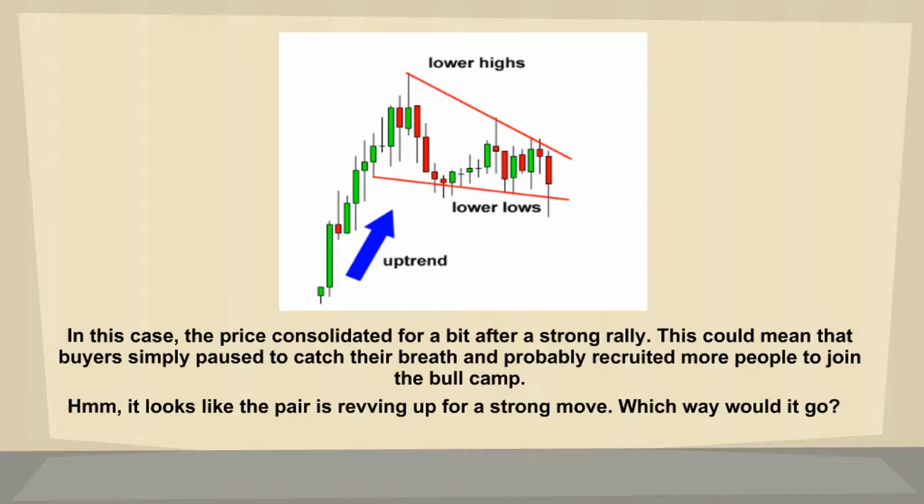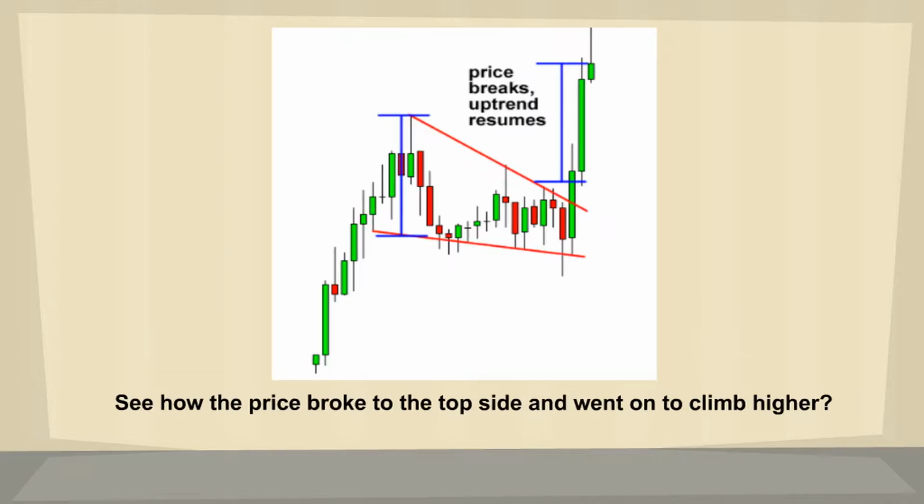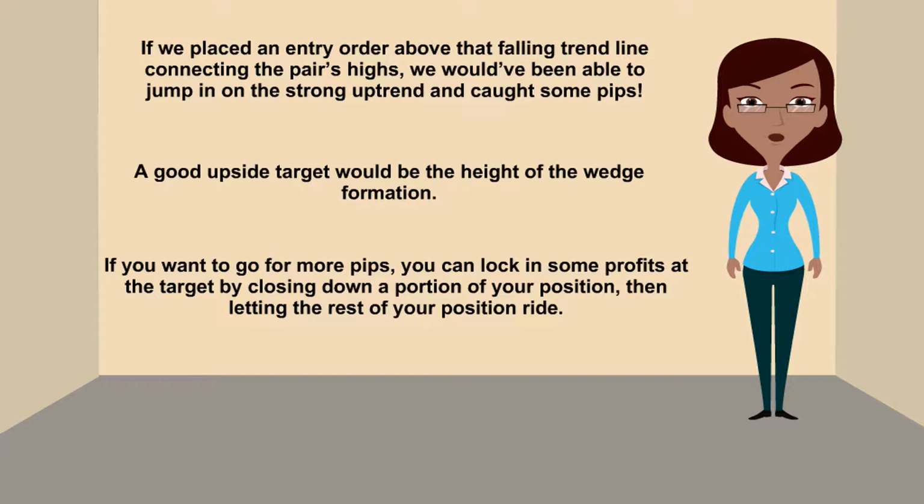Which way would it go? See how the price broke to the top side and went on to climb higher? If we placed an entry order above that falling trend line connecting the pair's highs, we would have been able to jump in on the strong uptrend and catch some pips. A good upside target would be the height of the wedge formation. If you want to go for more pips, you can lock in some profits at the target by closing down a portion of your position, then letting the rest of your position ride.